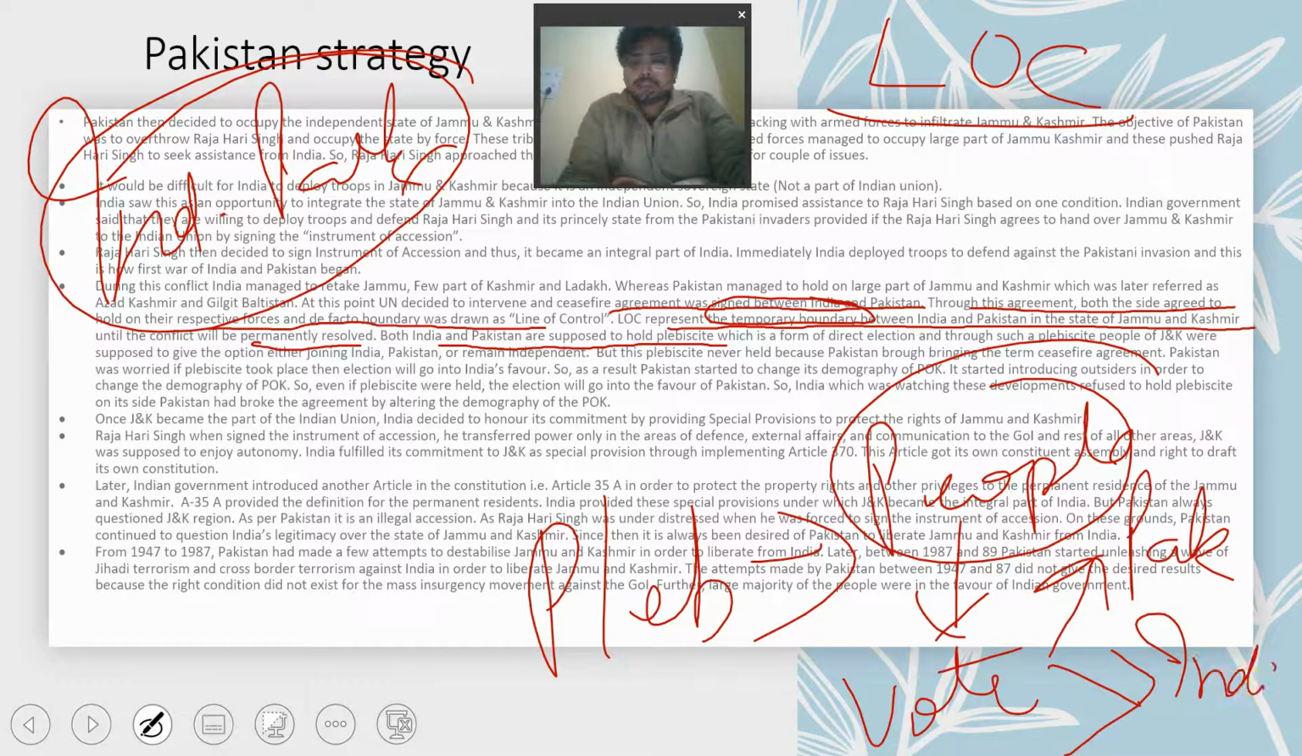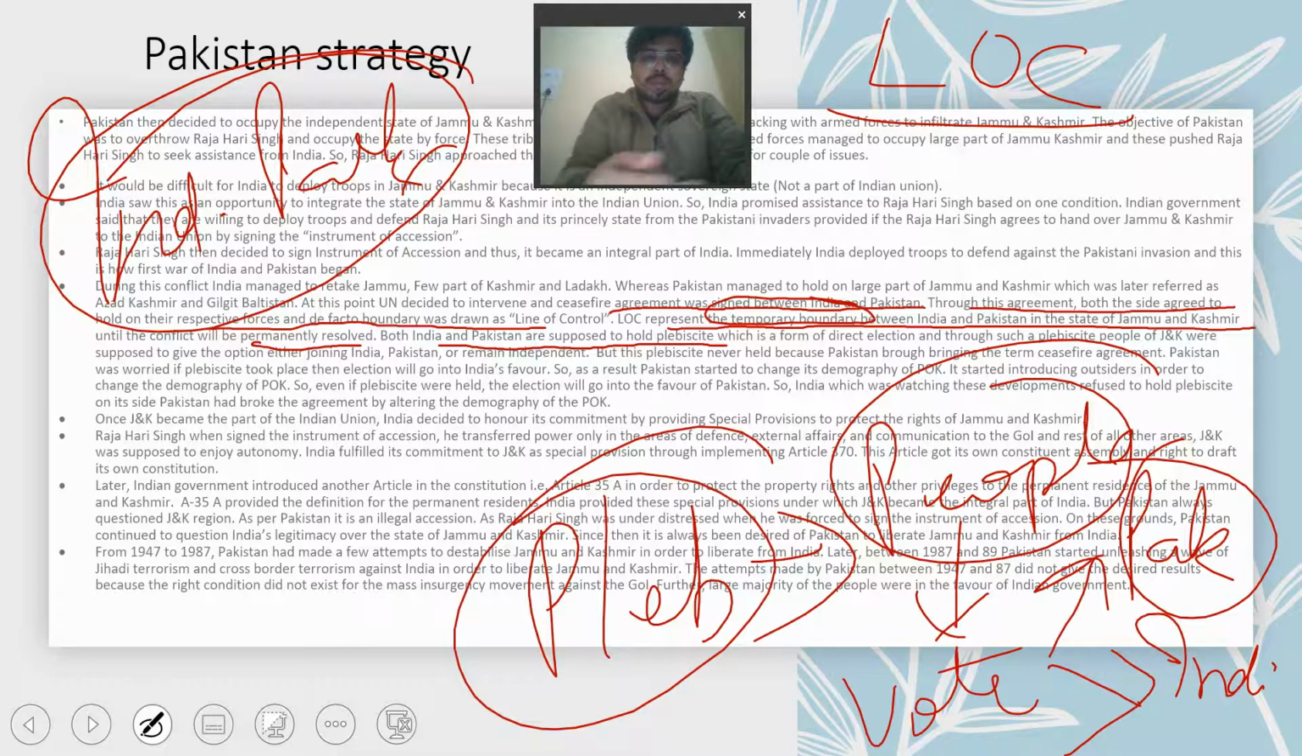Okay, so if the majority of the people wanted to join India, the plebiscite result will be that India won the plebiscite. If the majority of the people want to join Pakistan, then Pakistan won the plebiscite. Okay, so what happened? Both India and Pakistan agreed to hold a plebiscite for the Jammu and Kashmir region. Okay, this was agreed, but after that Pakistan felt that India was going to win that plebiscite, because most of the people were in favor of India.